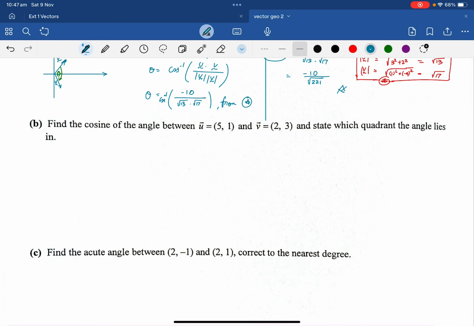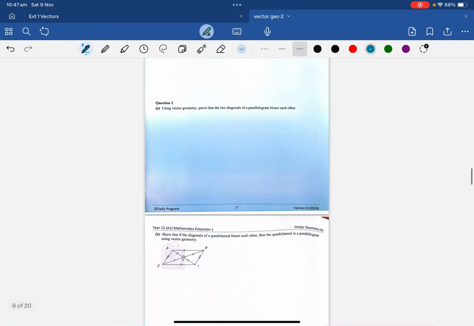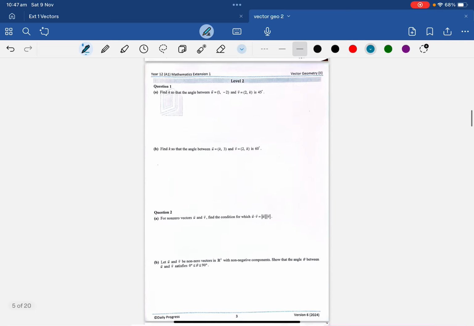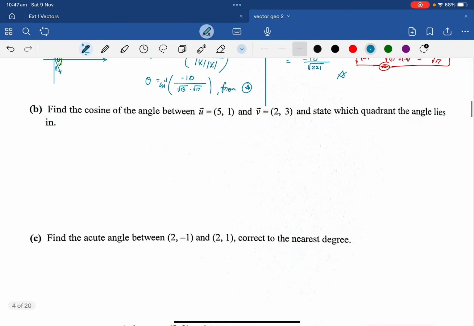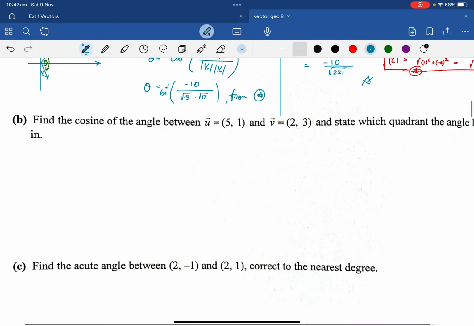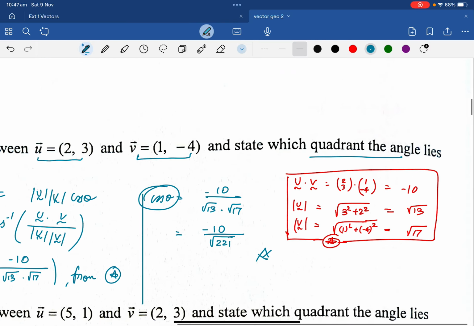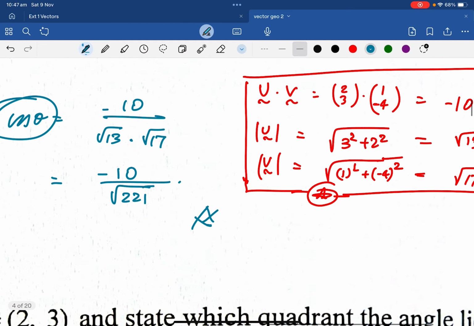Let's go to a second question. So we'll do each level's exercises in parts, and then I guess we'll take a break if required. Now they're asking us, find the cosine of the angle between these two and state which quadrant this lies in. It lies in the second quadrant.